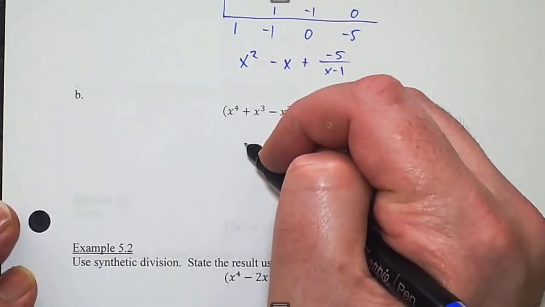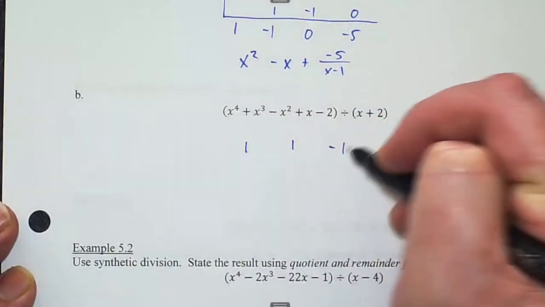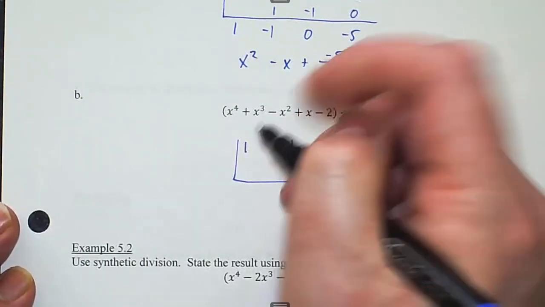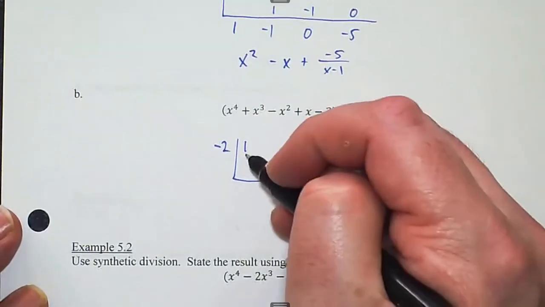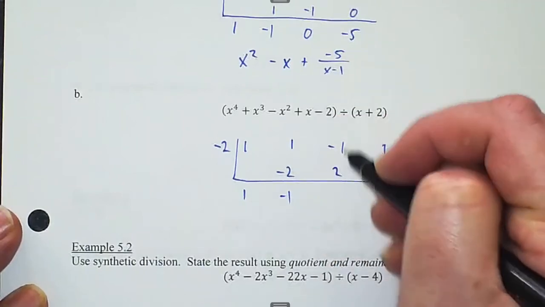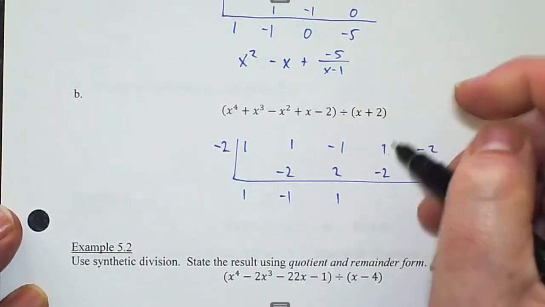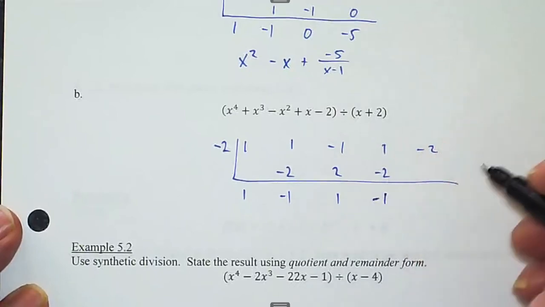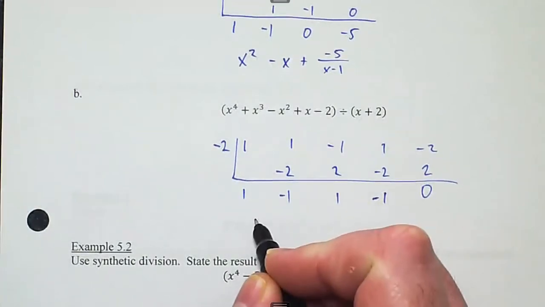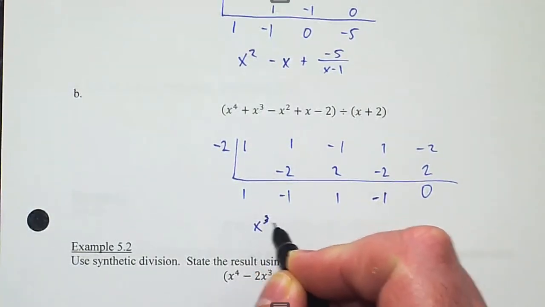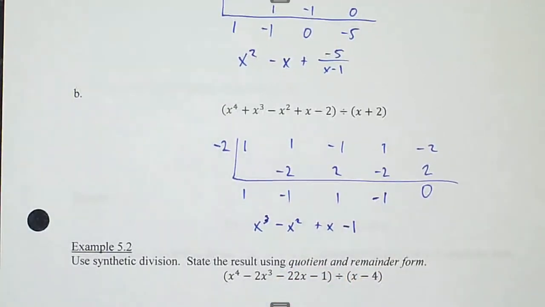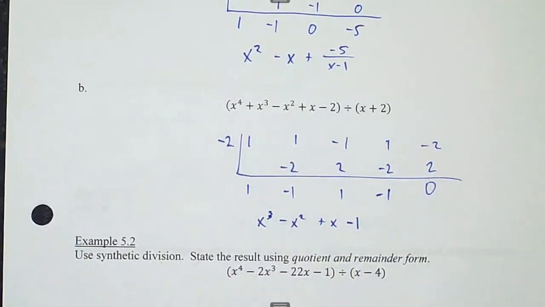All right, on the next one, I've got 1x to the fourth, 1x to the third, negative x squared, a single x, and then a minus 2. And we're going to put a negative 2. So I bring down the 1. Negative 2 times 1 is negative 2. That's a negative 1. Negative 2 times negative 1 is a positive 2, that makes that a positive 1. Negative 2 times 1 is negative 2, that makes that a negative 1. A positive 2, and that's 0. So this is simply x to the third minus x squared plus x minus 1. So apparently this was a factor because it had a remainder of 0.